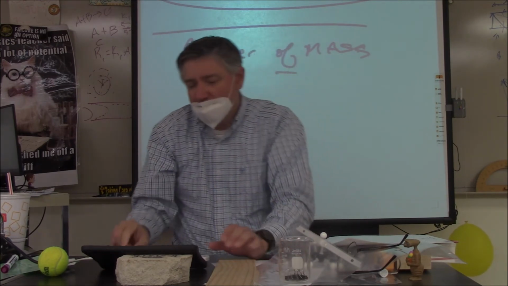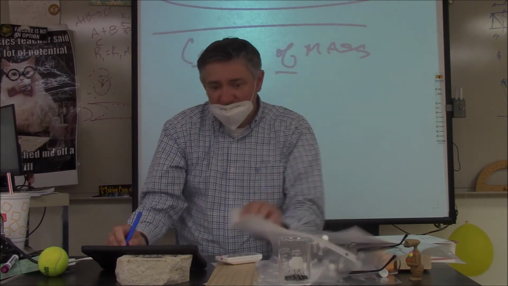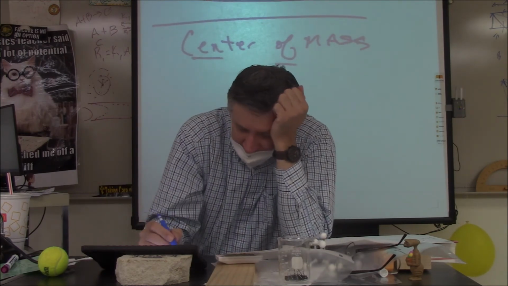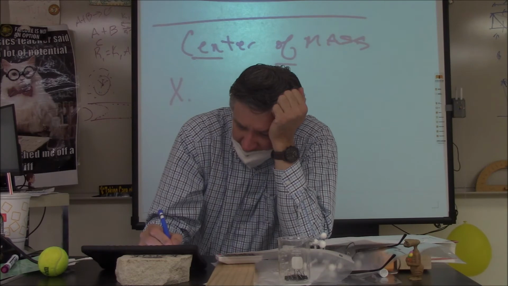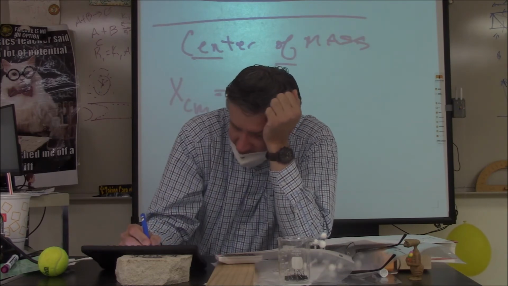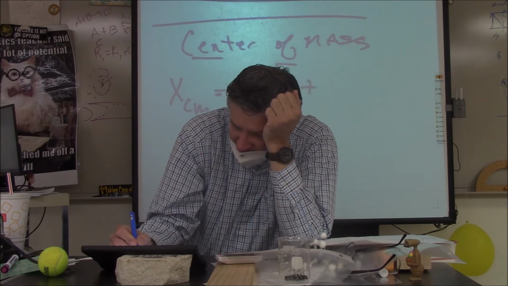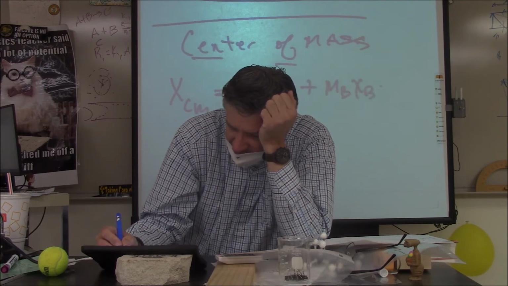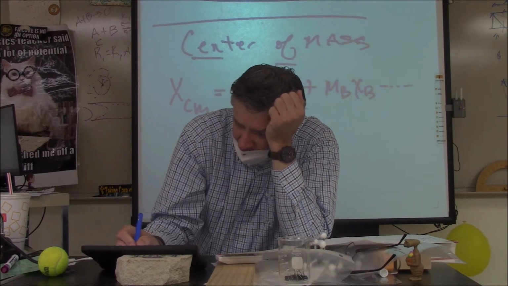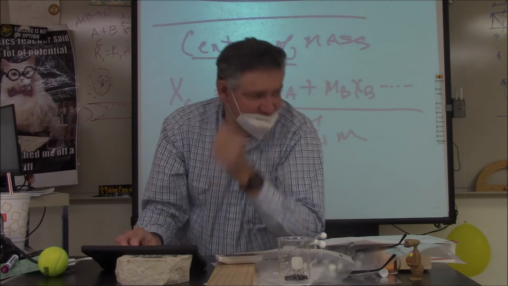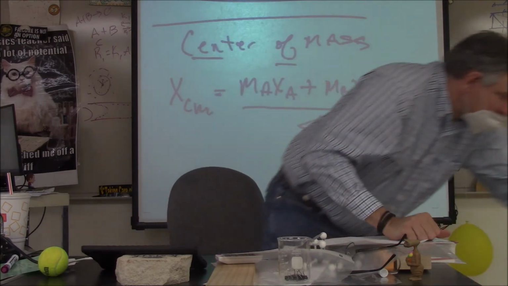Okay. So center of mass is somewhat similar to torque, but not really. So to find the center of mass, you take the mass of A times the position of A plus the mass of B times the position of B, and you keep going on and on and on. And then you divide that by the sum of the masses.